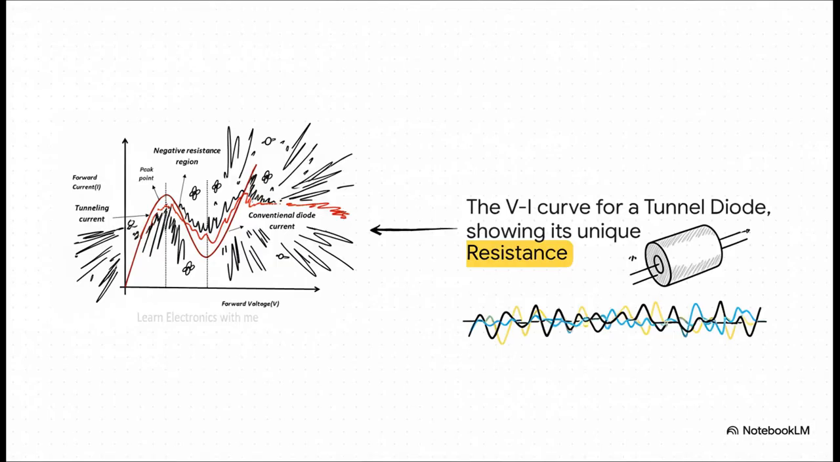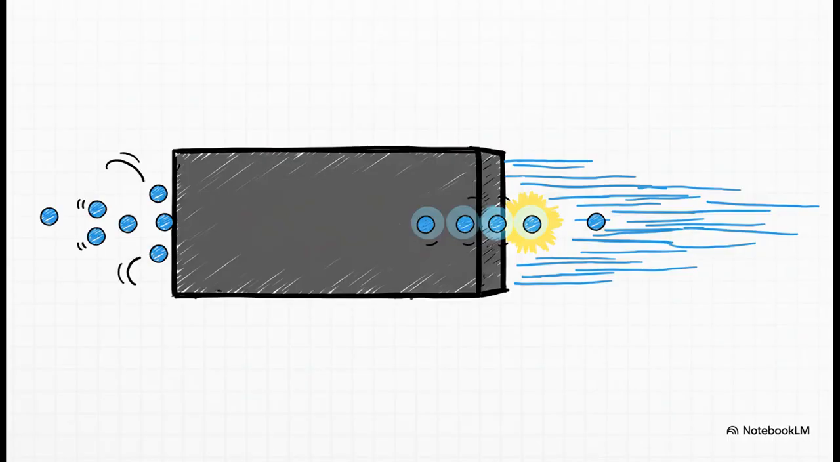So take a look at this graph. This shows how a tunnel diode behaves. What's so bizarre is this middle section right here. As the voltage goes up, the current actually goes down. This is called negative resistance, and it's completely backwards from how things normally work. It's just strange. This happens because of a wild quantum mechanics thing called the tunneling effect.